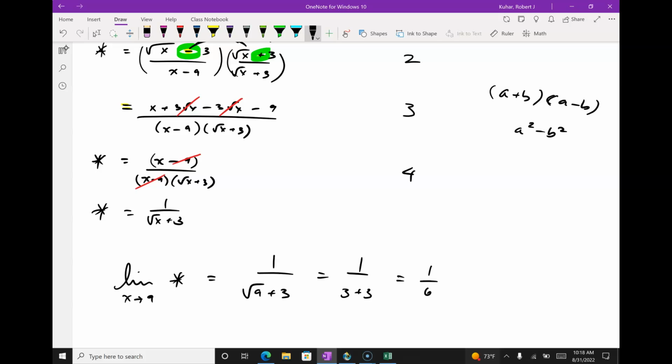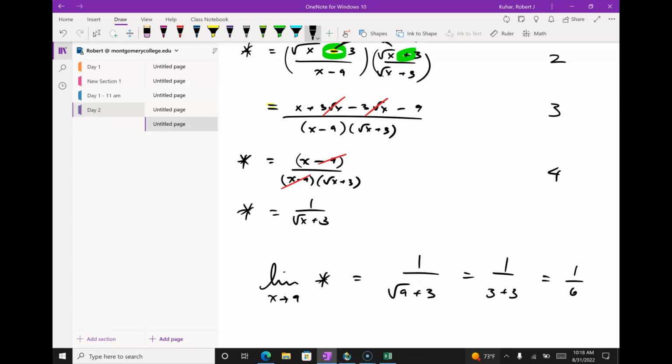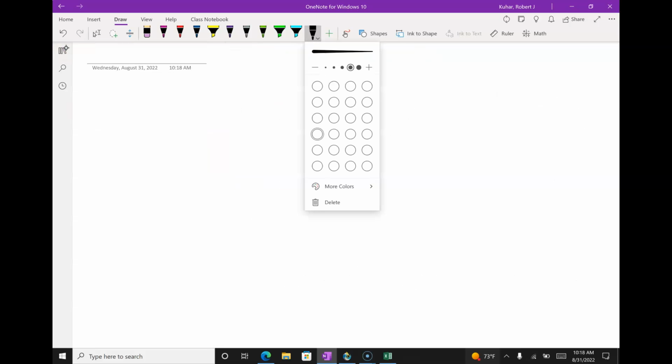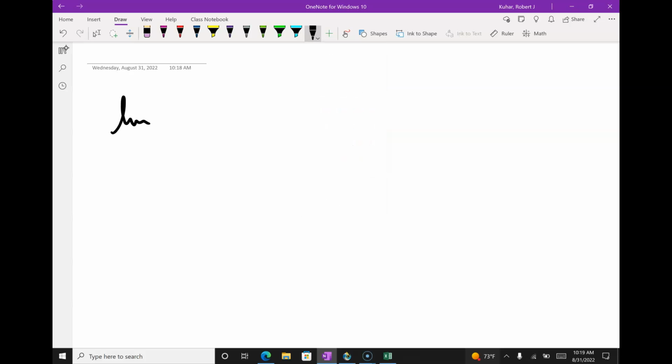Let's do a tough one, like the one you'll see on your quiz. How's that, right? And let me give you time to do it without me doing it, okay? Let's find the limit as x goes to 4 of 1 over square root of x minus 1 over 2. Keep it like that. On your mark, set, go.